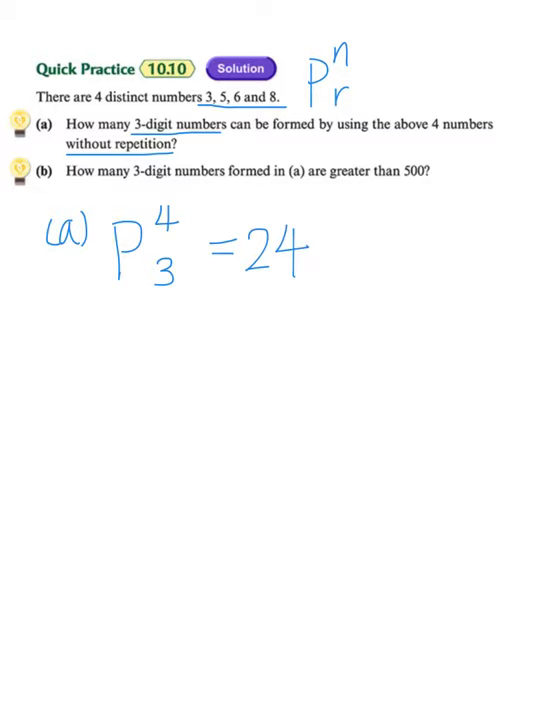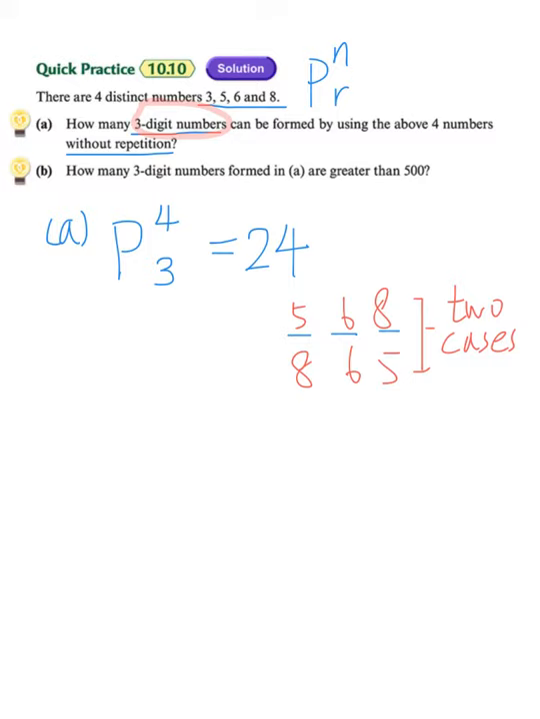One example of a 3-digit number is 568. So sorry, it's not 4 spaces. 568 and 685 are basically two cases. Although the numbers are the same, they are different when we are talking about permutation.